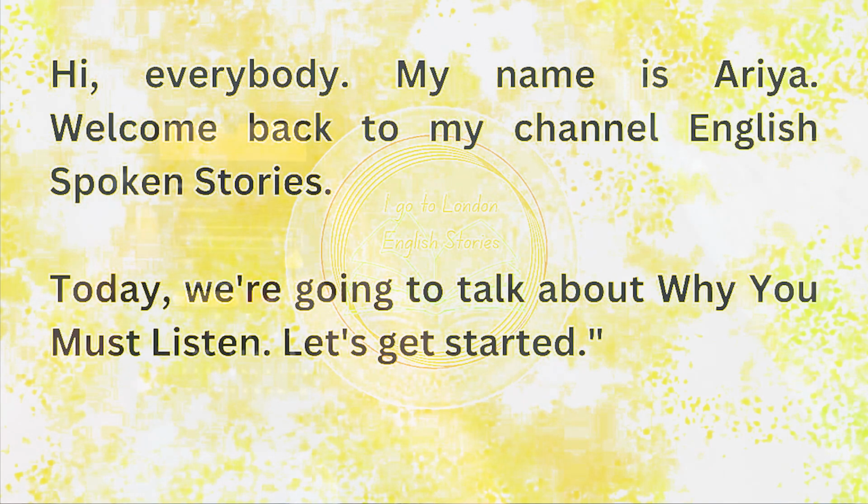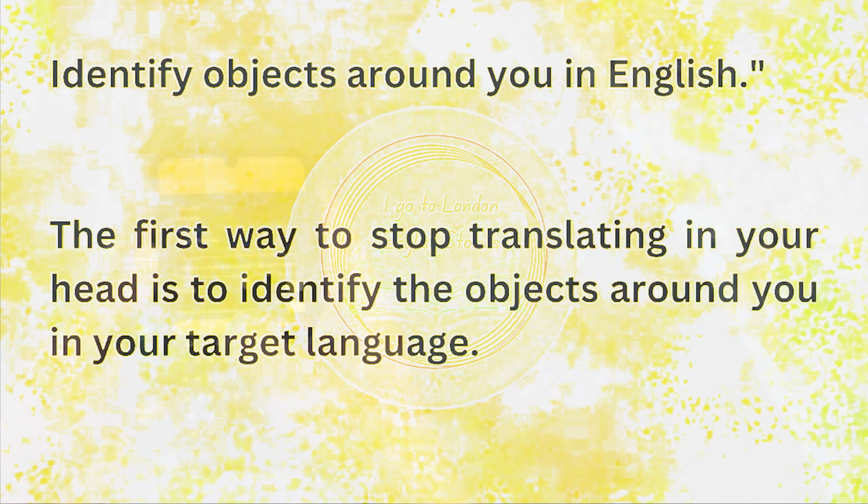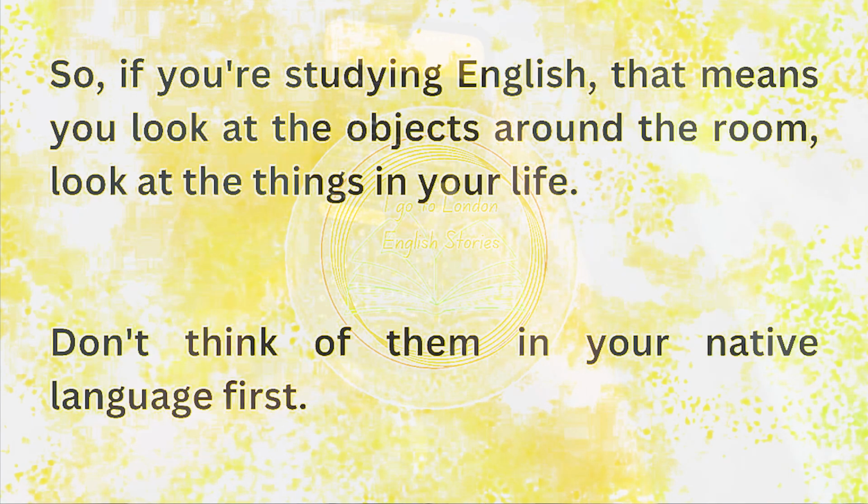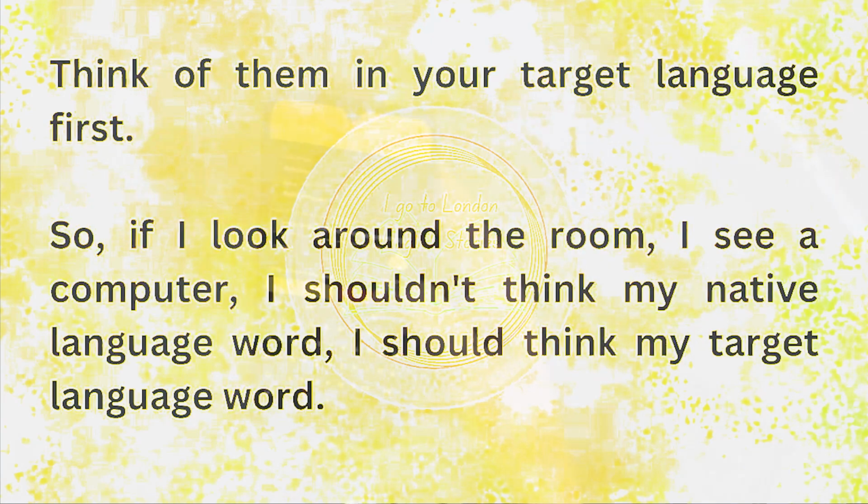Let's get started. Identify objects around you in English. The first way to stop translating in your head is to identify the objects around you in your target language. So, if you're studying English, that means you look at the objects around the room, look at the things in your life. Don't think of them in your native language first. Think of them in your target language first.